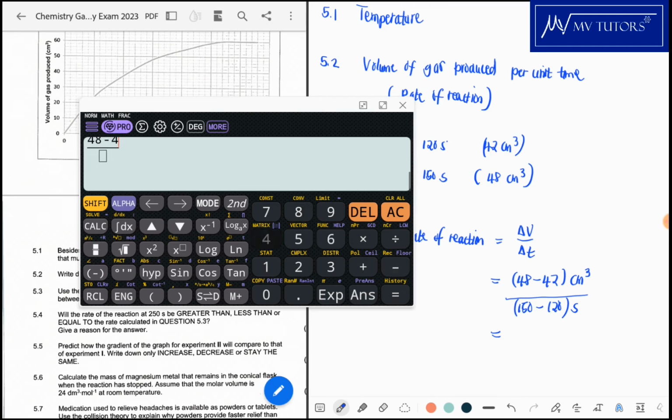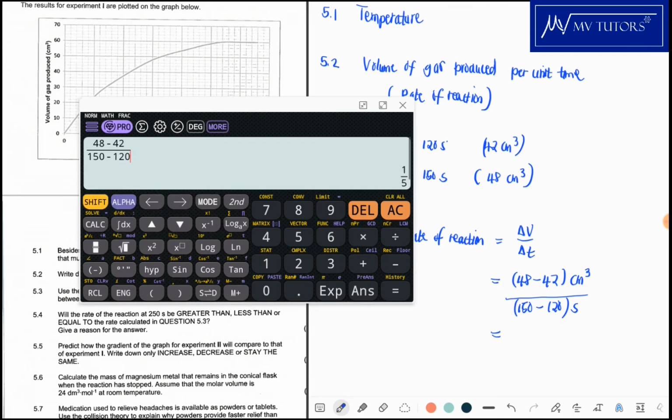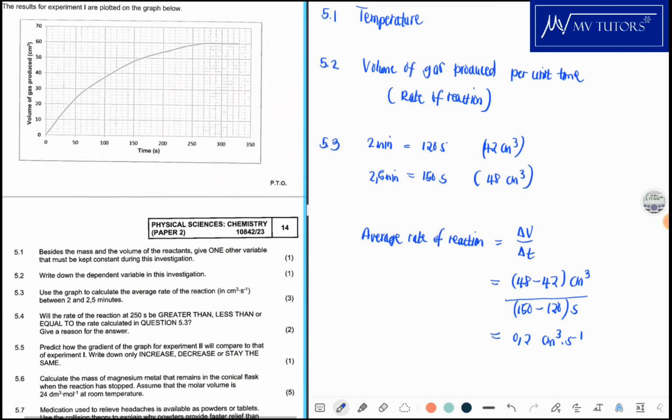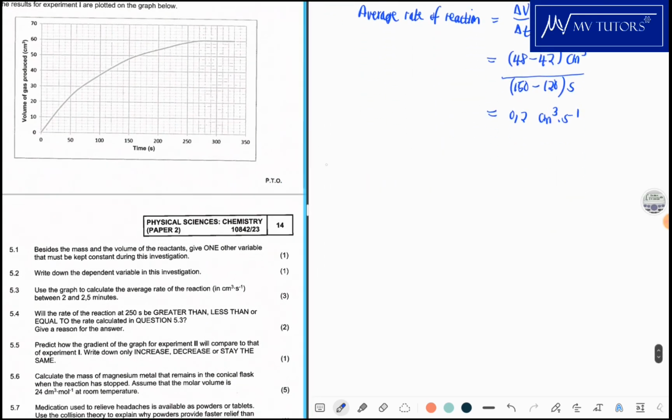So we have 48 minus 42 divided by 150 minus 120. That is 6 over 30, which is 1/5, which is simply 0.2. So 0.2 cubic centimeters per second. Awesome, and that was our 3 marks.